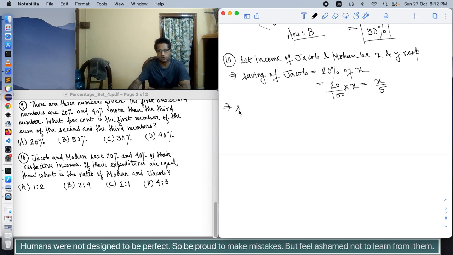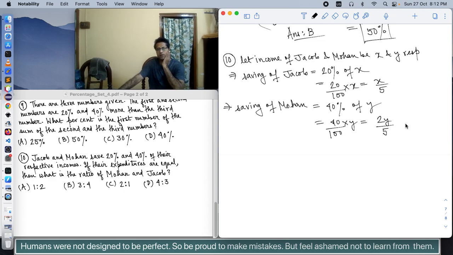Also we can say the saving of Mohan is given to be 40% of income. So 40% of Mohan's income, which is Y. This is equal to 40% of Y, means 40 by 100 multiplied by Y. This after simplification is 2Y by 5. Okay.